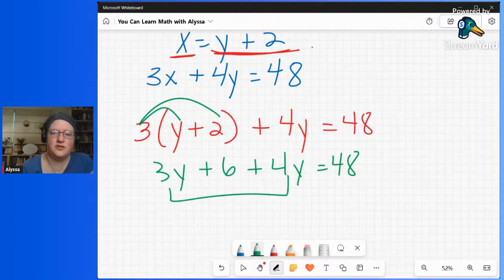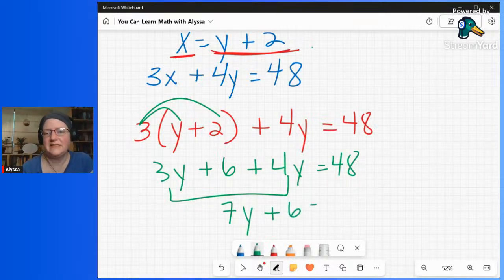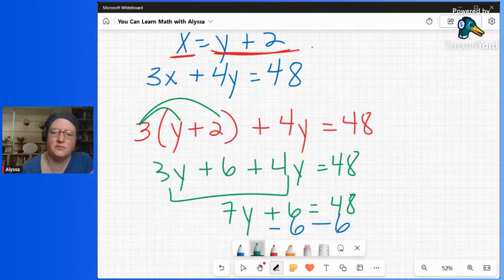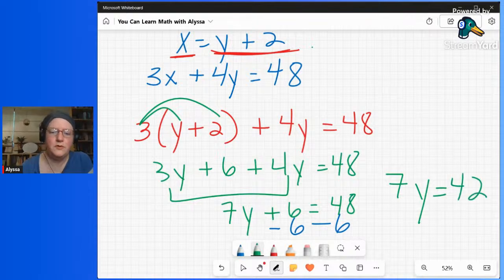Combine my like terms. 3y plus 4y is 7y plus 6 equals 48. I'm going to undo what's been done there. Subtract 6 from both sides. I get 7y equals 42.